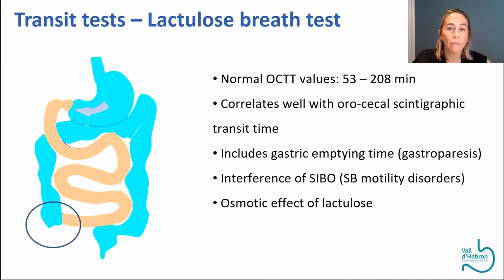So which tests do we have to measure transit? The most widely used test is the lactulose breath test. As you know, it involves ingesting an amount of lactulose, which travels through the stomach, and when it arrives at the cecum, gives a peak in hydrogen in breath, and therefore we can measure the oral-cecal transit time. Normal values range between 1 hour and 3 hours, and it has been shown to correlate very well with scintigraphic transit time, but it does have some disadvantages.